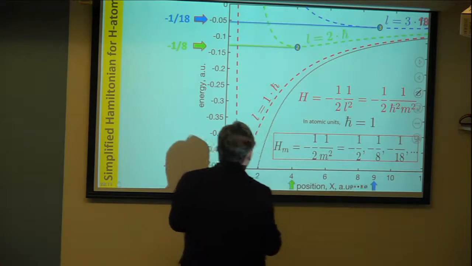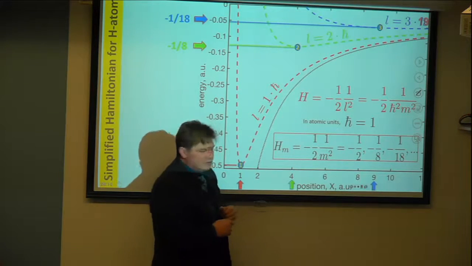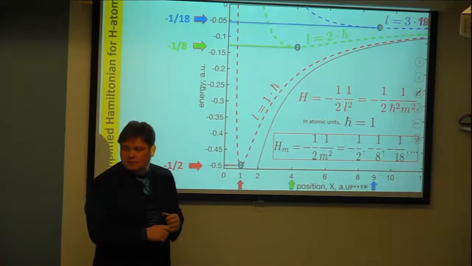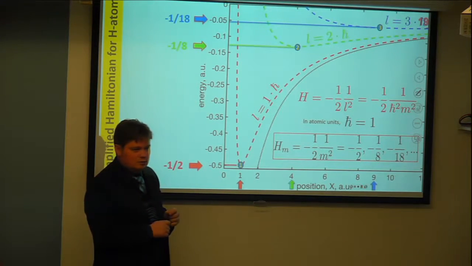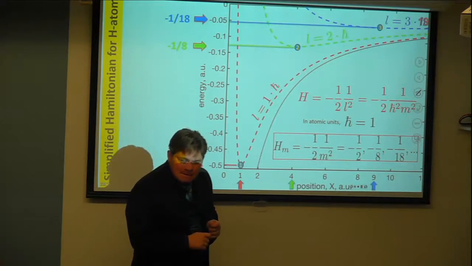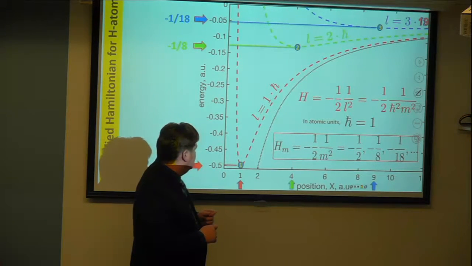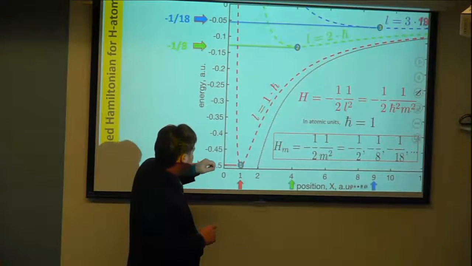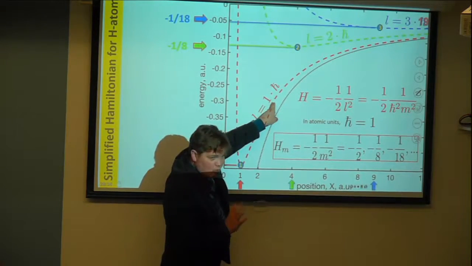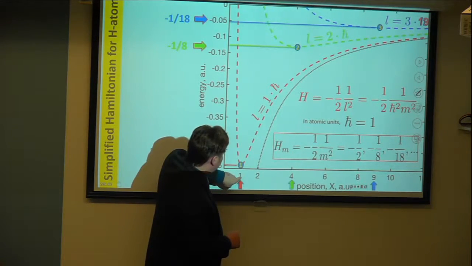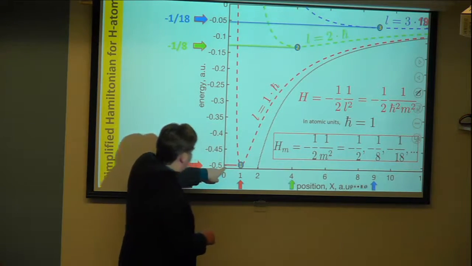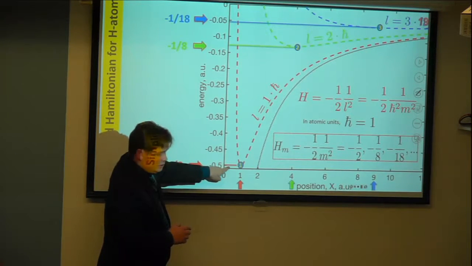So these dashed lines that we will get by the end of the meeting are the energies of interaction between proton and electron for different values of angular momentum. If the angular momentum is minimal, according to Bohr's theory, it will have a deeper potential with minimum at one atomic unit, and energy minus half atomic units.